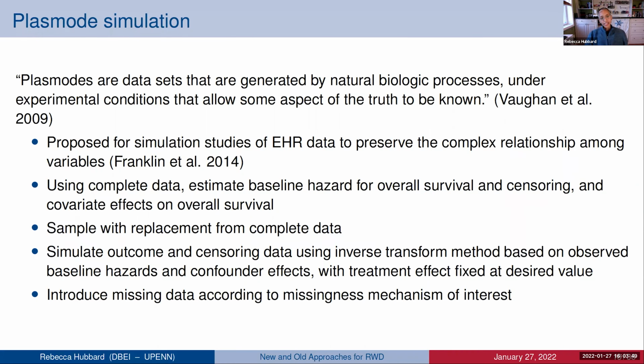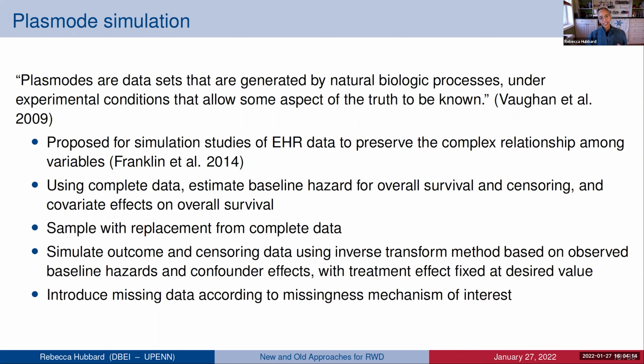So we're going to undertake this investigation in the setting of plasmode simulation. I'm not sure how broadly plasmode simulation is known, so I've provided a definition here. Plasmode simulation was first used in the context of trying to recreate simulated data sets that captured the natural biologic variation observed in complex biological processes.